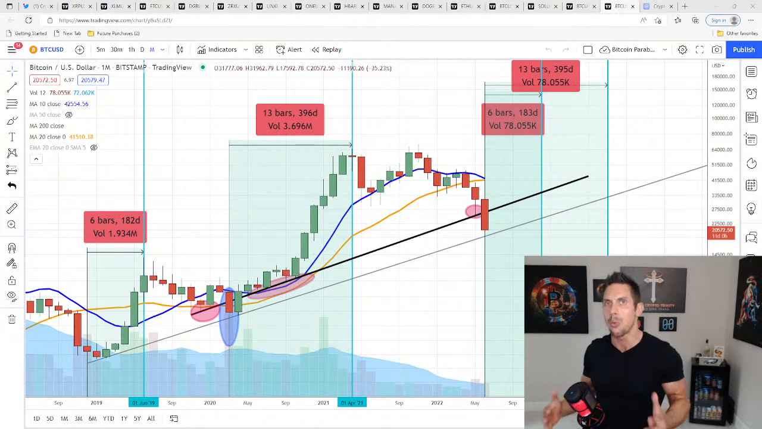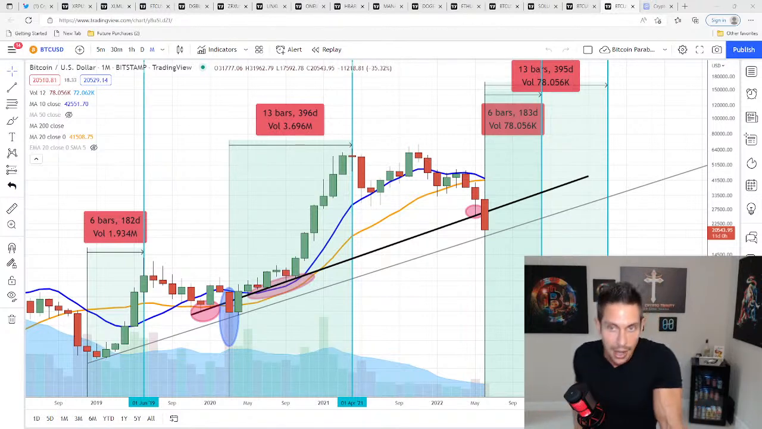So utility will win in the end, but I think it's going to be some time until that actually materializes because of how early we are. It's a very good question.